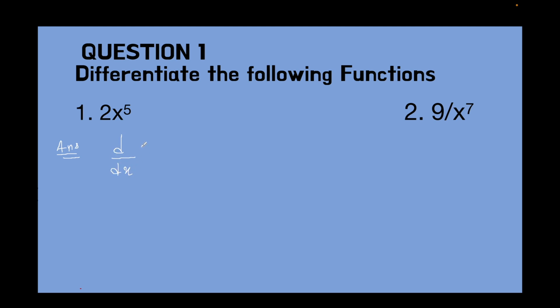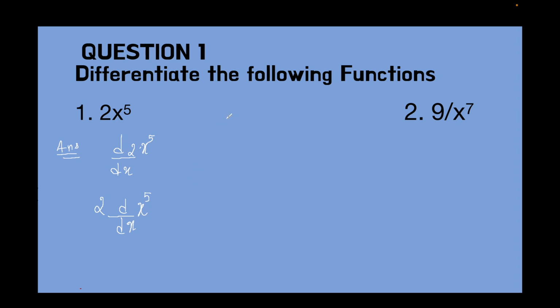d by dx of x to the power 5. 2 times x to the power 5. So what I will do, I will take 2 outside as a constant. What I will do, d by dx of x to the power 5.